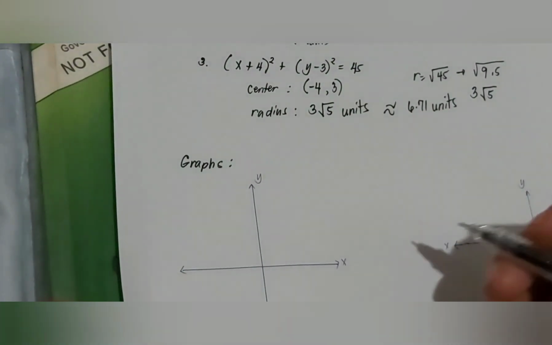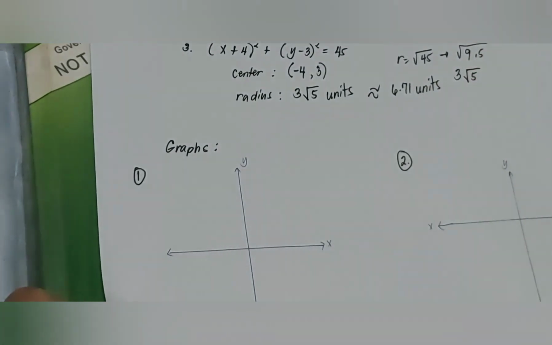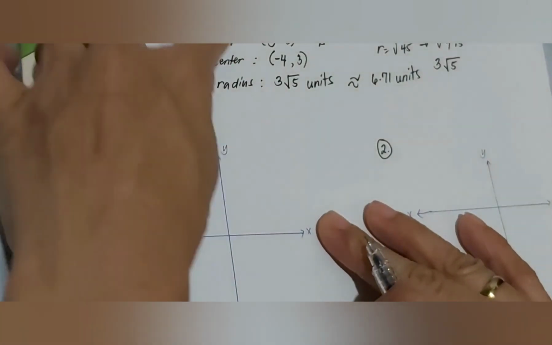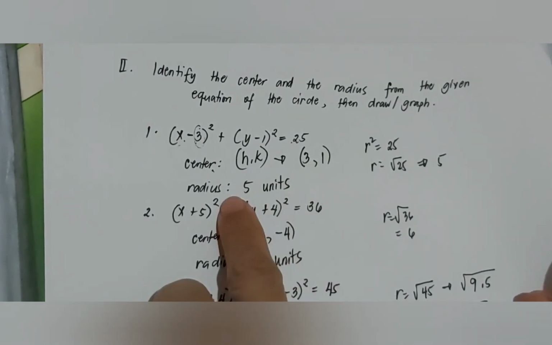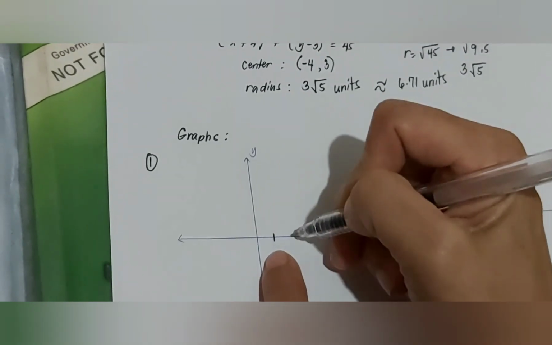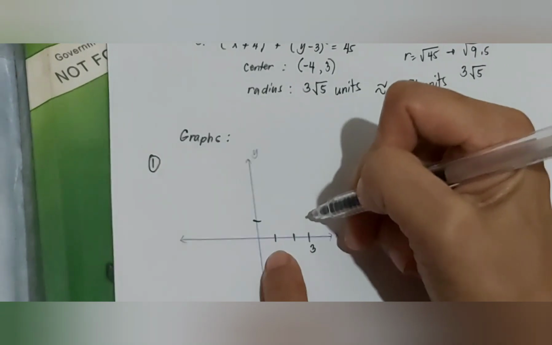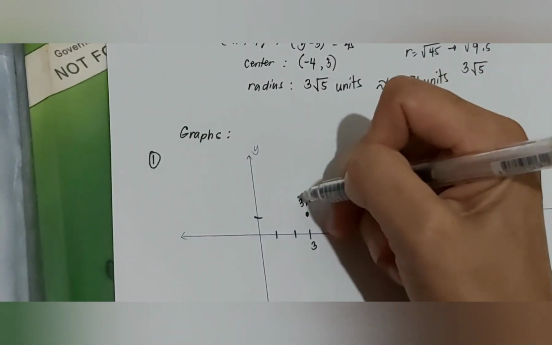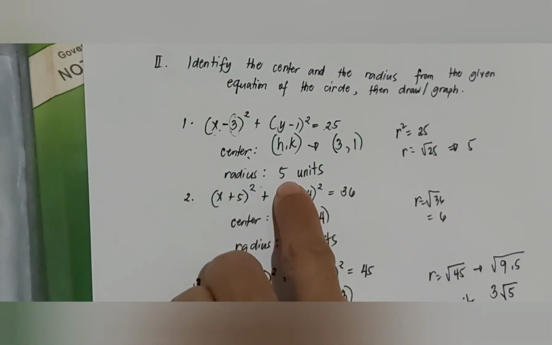Let us graph. So, mag-graph lang tayo ng dalawa. Number 1 lang at number 2. Okay, for number 1, so mayroon na tayong Cartesian plane. Balikan natin ng given. Ang center natin ay 3, 1 at ang radius ay 5. So, 3 and positive 1. So, 1, 2, 3 of x and then 1. And this is our 3, 1. This is our center.